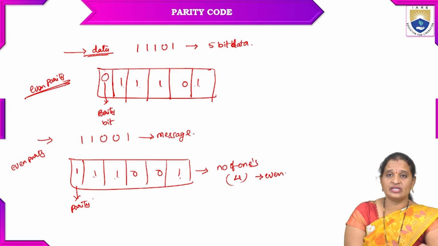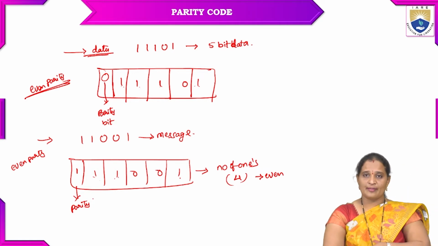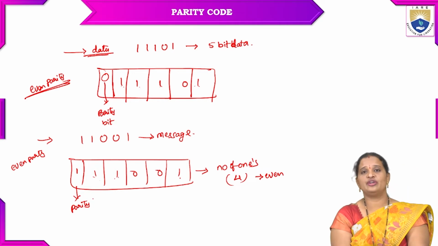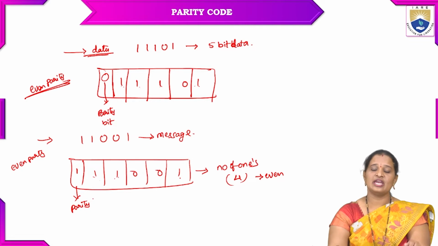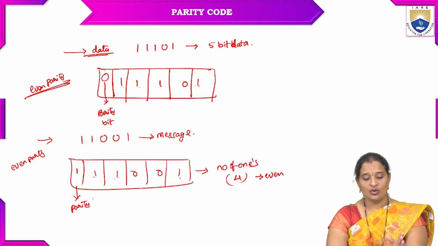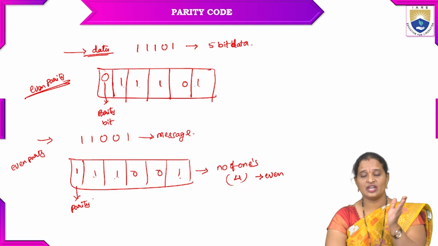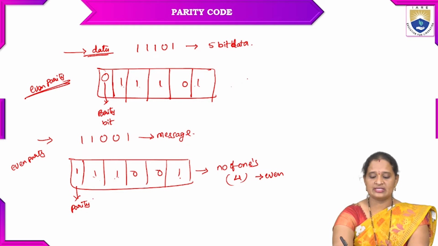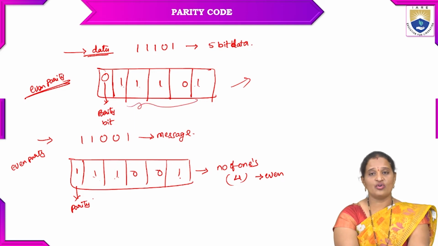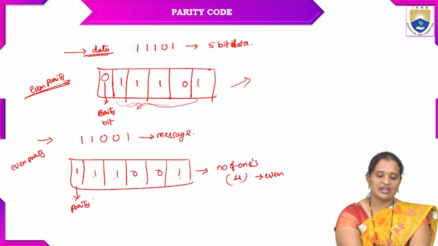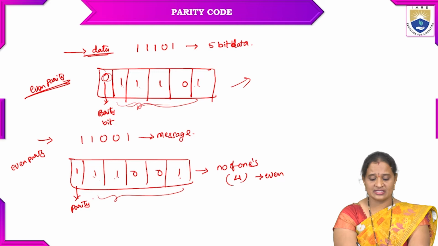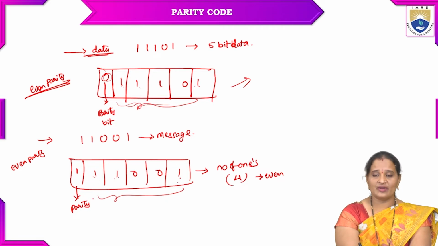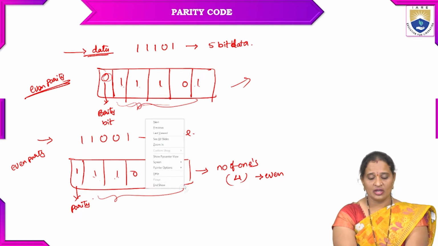So I hope it is clear. Depending on the number of ones in the message, we need to take the value of the parity bit as either 0 or 1, such that the number of ones in the entire code becomes even. In the above example, as we already have 4 ones, and it is even parity, we have taken the parity bit as 0. Whereas in the second example, the number of ones in the message is 3.